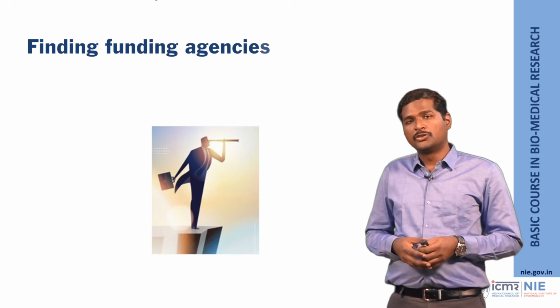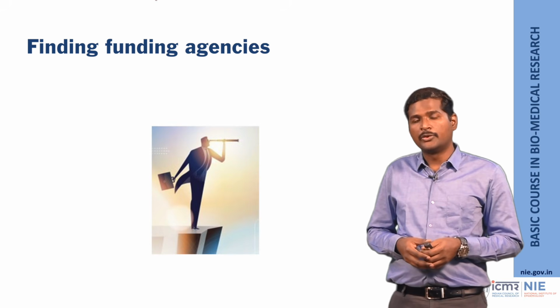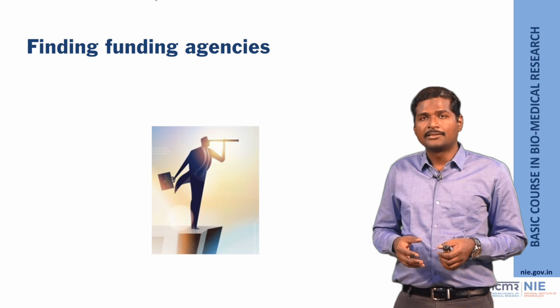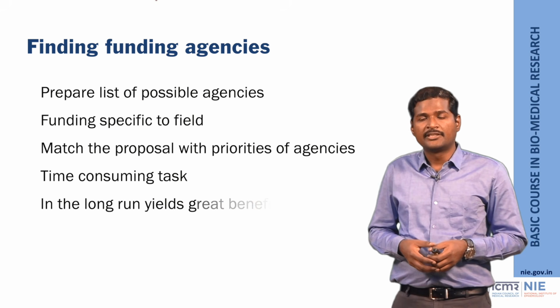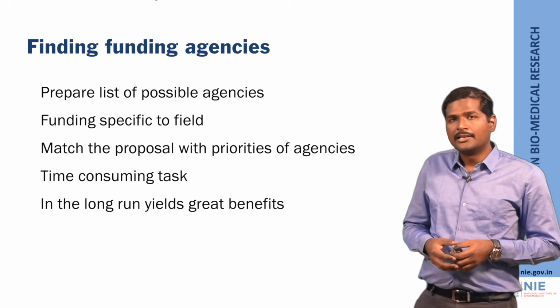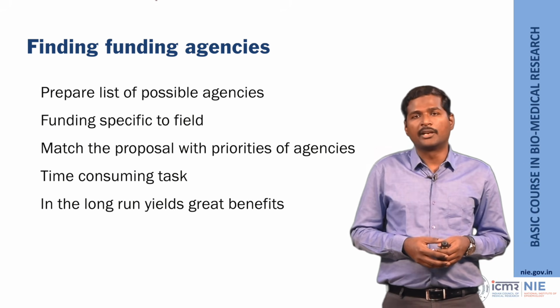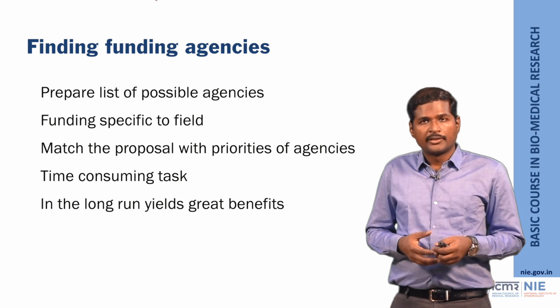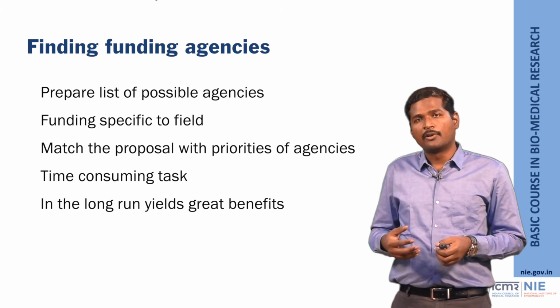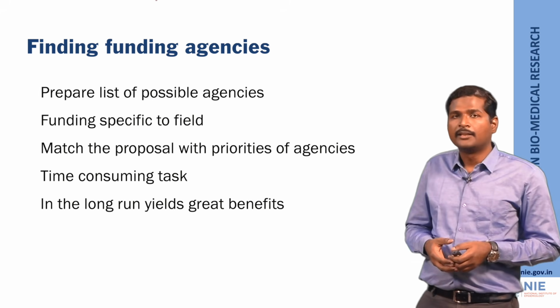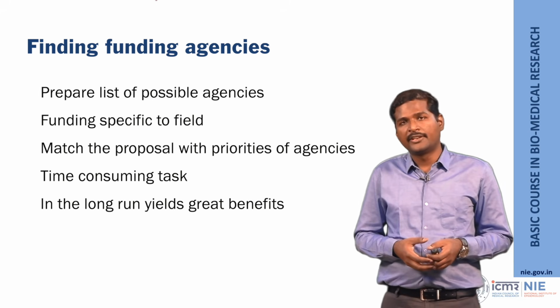The next step is to find funding agencies suitable to your research topic. Now I know this is a time-consuming task, but it has the potential for great benefits later on. Try to prepare a list of all the possible funding agencies which are suitable to your research topic. You can ask your colleagues, you can go through websites, you can perform a Google search, you can talk to reviewers who will be able to find out the funding agencies which are specific to your needs.